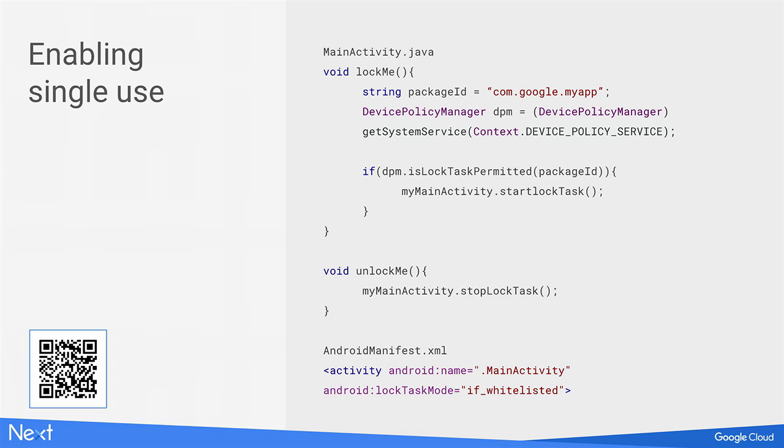Then once that's done, it's actually very straightforward to lock your app to the screen. It's worth, though, checking that your app is actually whitelisted. So checking this, is lock task permitted? We'll actually check that the EMM has been through that whitelisting process. And then you can invoke the lock task mode.